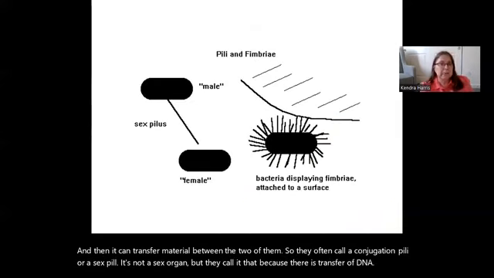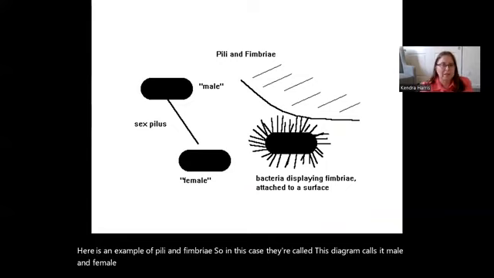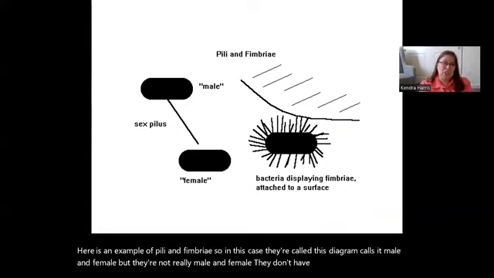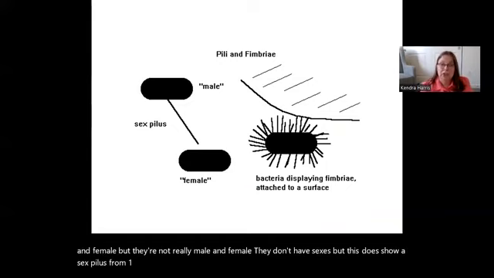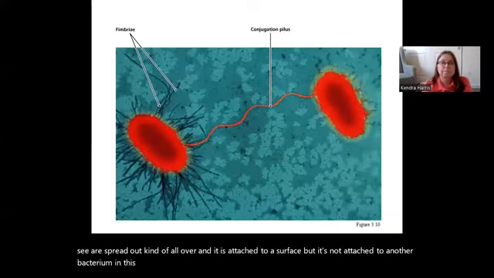So here is an example of pili and fimbriae. This diagram calls it male and female, but they're not really male and female. They don't have sexes. But this does show a sex pilus from one organism going to attach to the other organism. And then fimbriae, you can see, are spread out all over. It is attached to a surface, but it's not attached to another bacterium in this particular image.